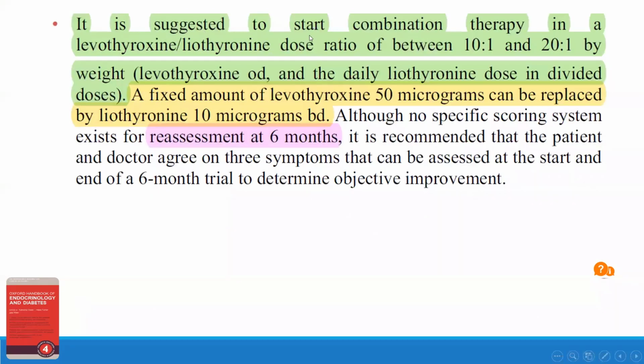It is suggested to start a combination therapy with a levothyroxine to liothyronine dose ratio between 10 to 1 and 20 to 1. So if we give levothyroxine 100, we should give liothyronine between 10 and 5. 10 to 5, yes, 10 to 5. So I stopped to revise this.